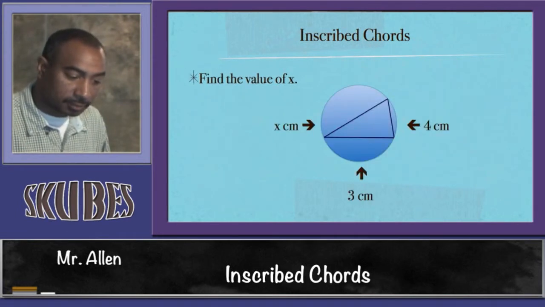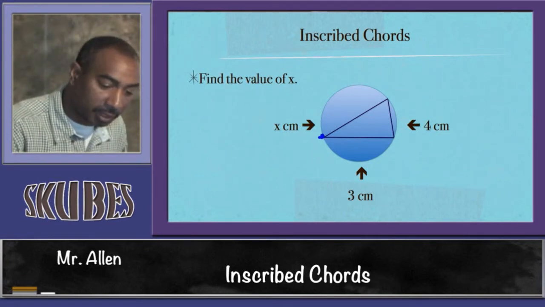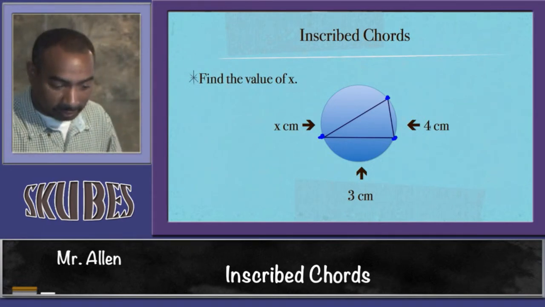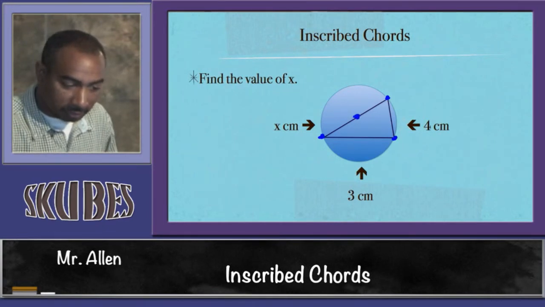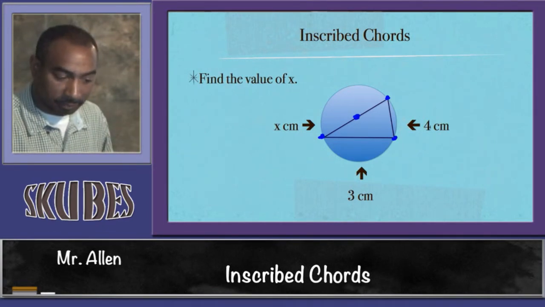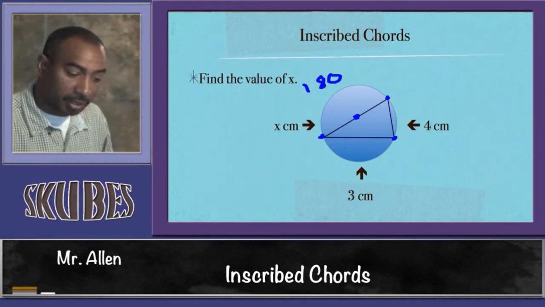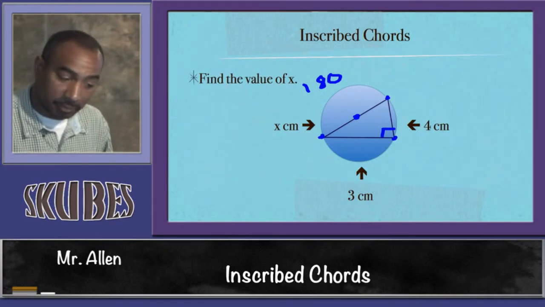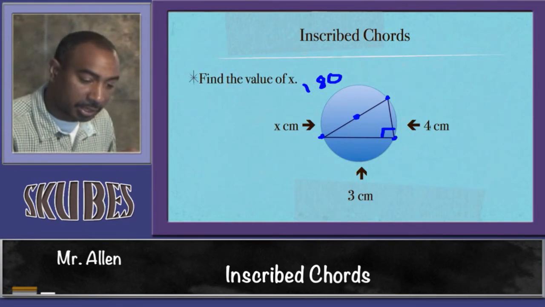Find the value of x. If you look at the chords in this circle, they form a triangle, but a special triangle. Because if you look at this, you have an inscribed angle, whereas this hypotenuse cuts through the center of the circle, which means this is a value of 180. Half of 180 is 90 degrees, which means I can apply the Pythagorean theorem to figure out the lengths of this triangle. So my missing value serves as my hypotenuse.